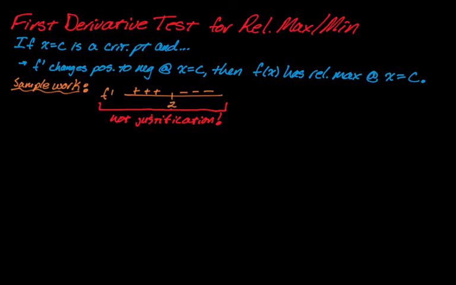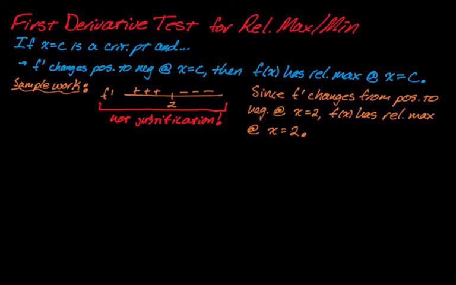Now, here is my justification. Since f prime changes from positive to negative at x equals 2, f of x has a relative maximum at x equals 2. That's it. That's what we mean when we say justification. You can make a sign chart, but that does not count as your justification. No one's going to look at that and say, oh, they know what they're doing. You have to translate it into words. It's an emphasis.